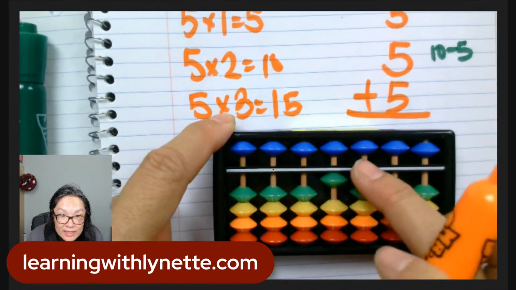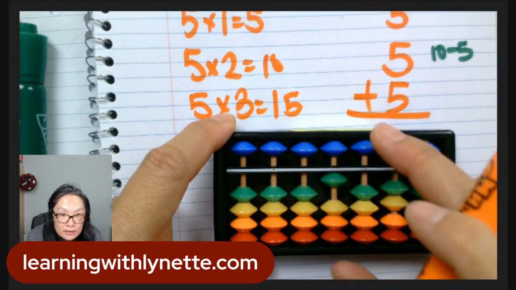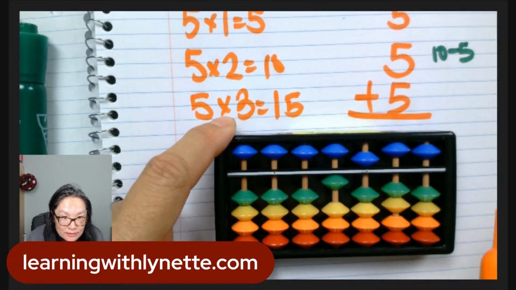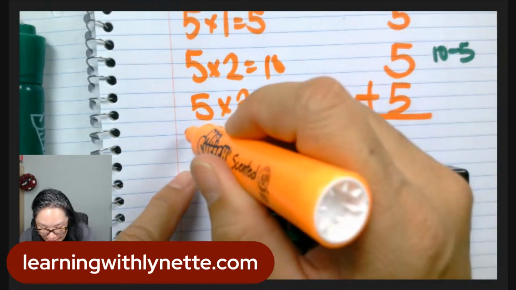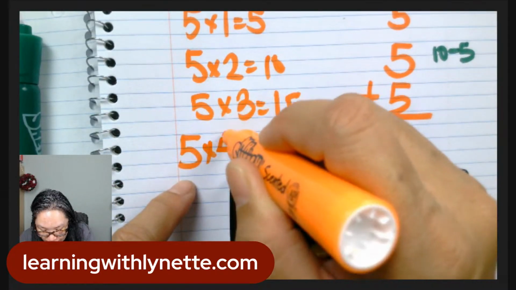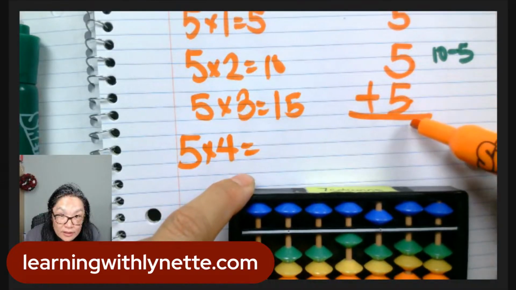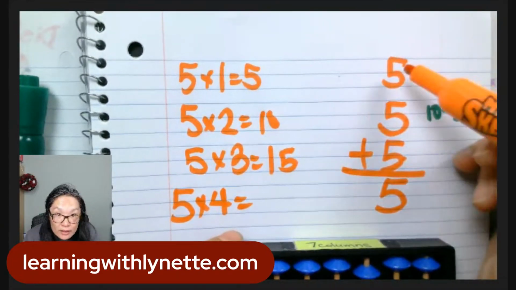Do I have enough beads to add a 5? Yes, I'm going to add a 5. So this is something you're going to have to remember, if that makes sense. When we look, we're going to add another 5, right? Times that by 4. 5, 10, 15. We add another 4, right?